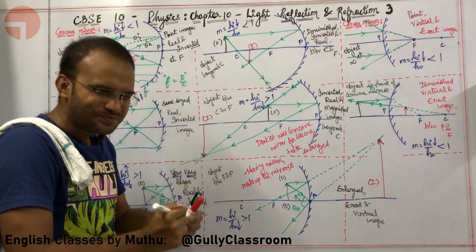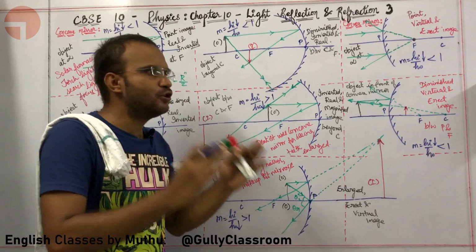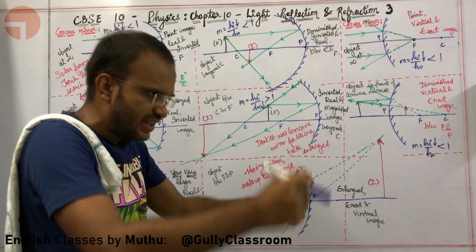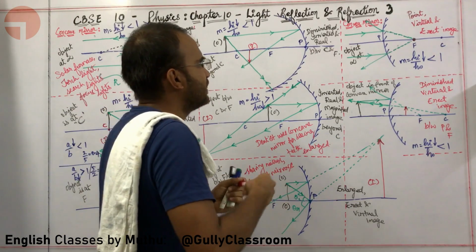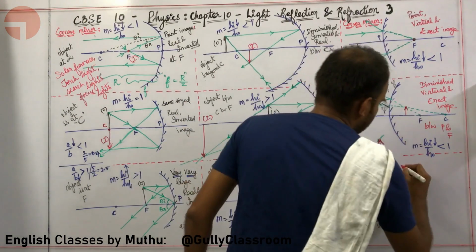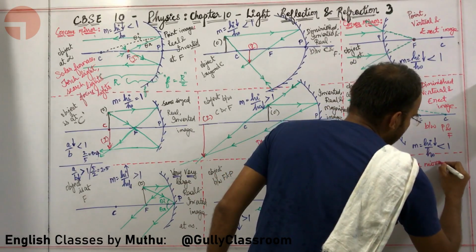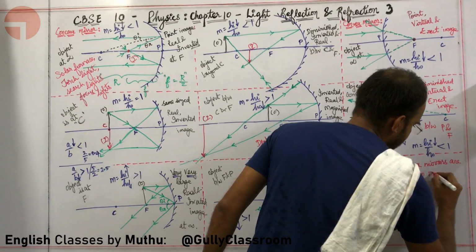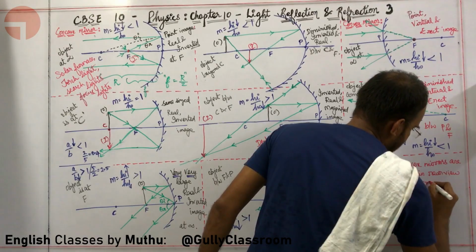Absolutely, sorry. In vehicles, there is a rear view mirror. You are able to see what is coming behind using a mirror in vehicles. That particular mirror is called a rear view mirror, and the convex mirror is used in rear view mirrors. Okay sir, what is the reason?